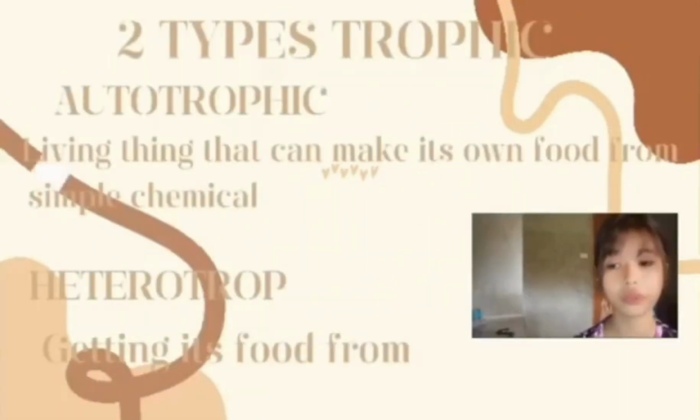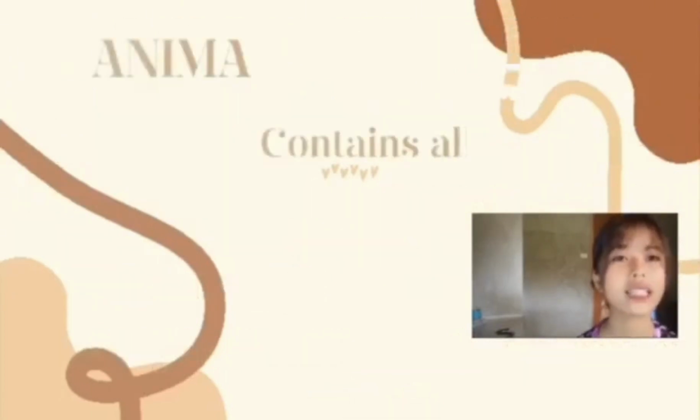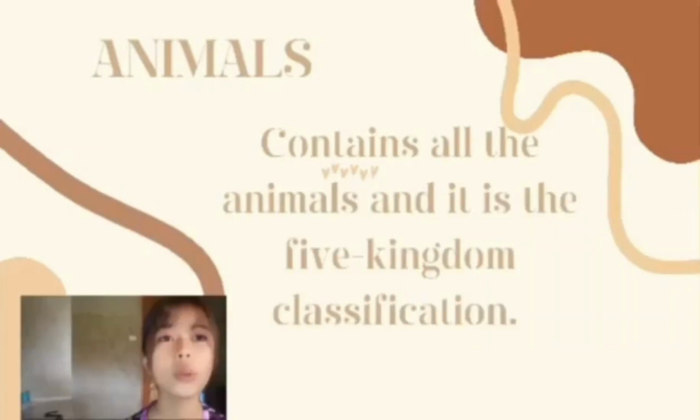The heterotrophic, it is getting its food from other plants or animals or relating to such living things. The autotrophs make their own food, while heterotrophs cannot make their own food, and must obtain energy from outside sources. The autotrophs include plants, some protists, and some bacteria, while heterotrophs include animals, fungi, and some bacteria. When we say animal, it contains all animals and it is the largest among the 5 kingdoms.